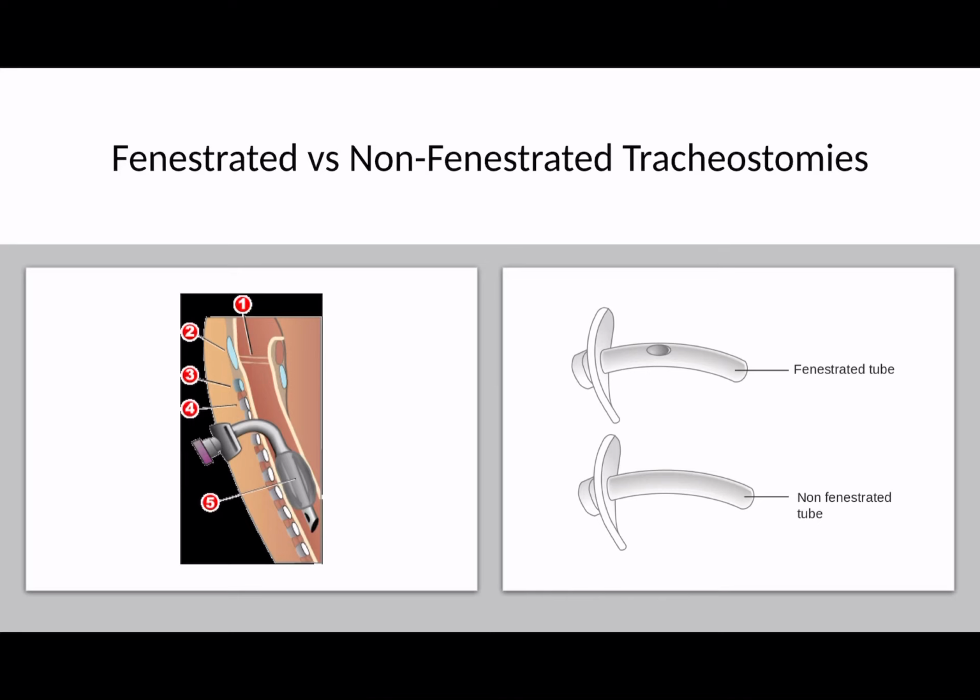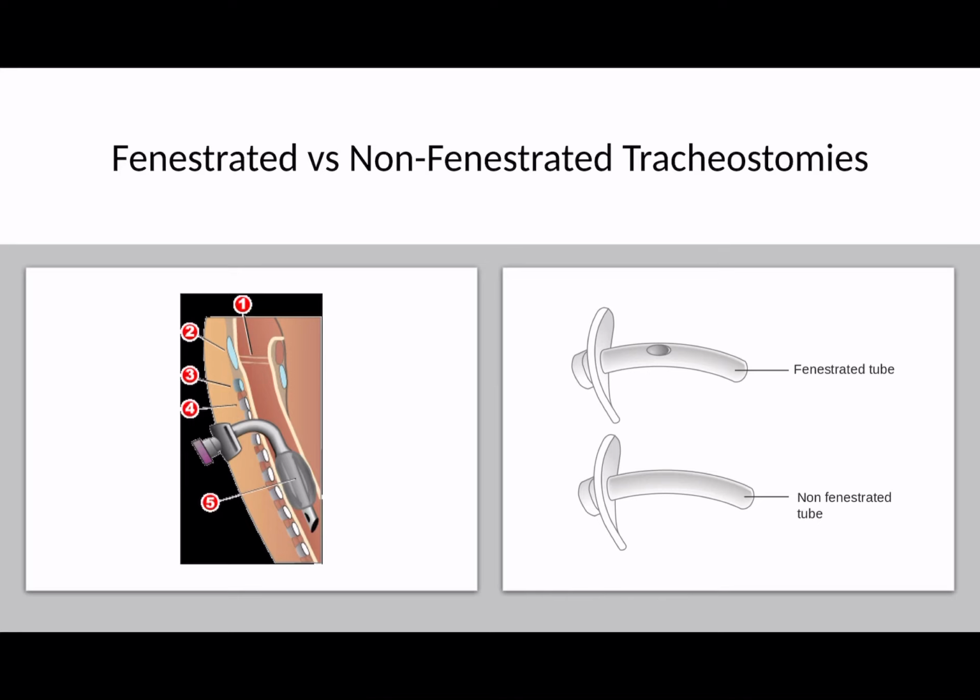So what you're trying to do is to maximize the amount of air that goes through the vocal cords. As I said before, the way in which you make sound is that you allow air to go through the vocal cords, and then you modulate the frequency of the air by changing the shape of your vocal cords. So fenestrated tubes are really used to try and give patients a voice, and that voice to be as strong as possible by increasing the amount of air that goes through the vocal cords.